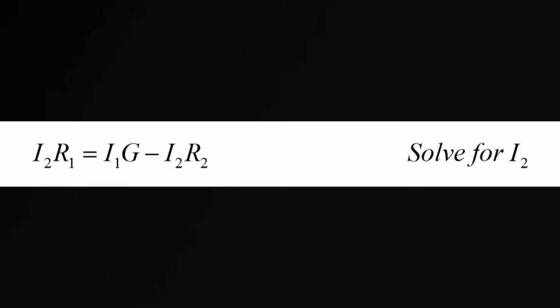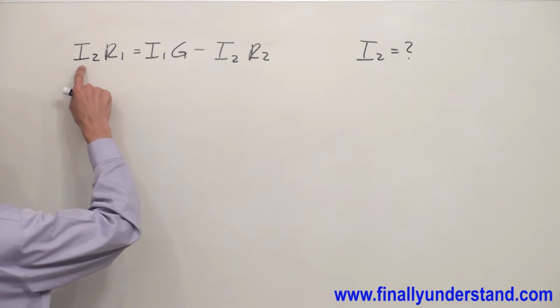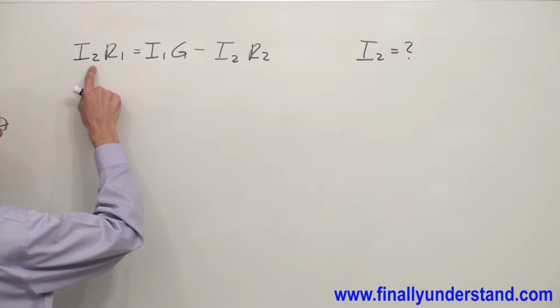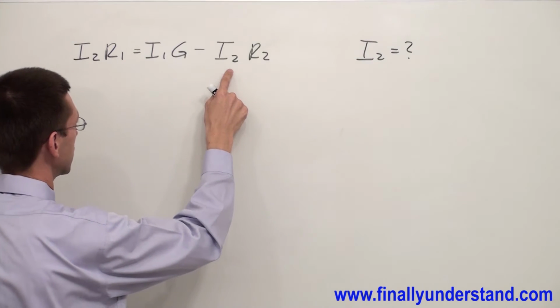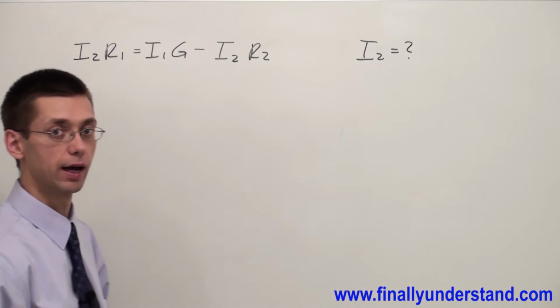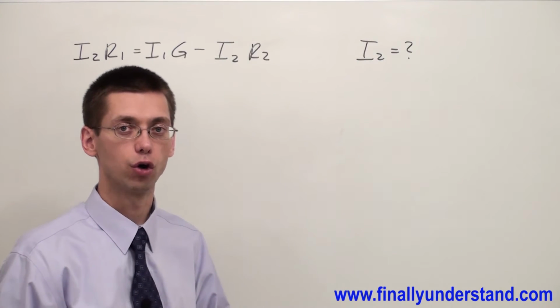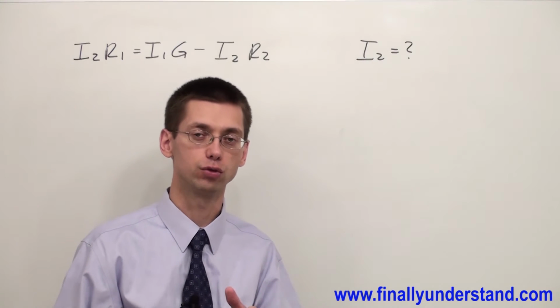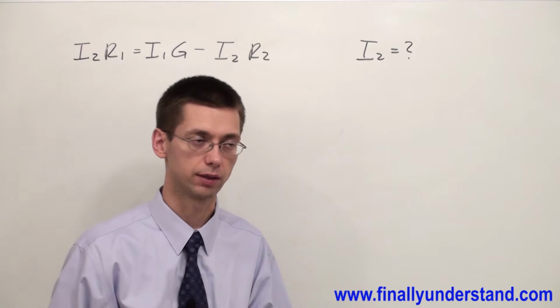We have to solve this formula for I2. Please notice that I have I2 on the left side of the equal sign, and I also have it on the right side of the equal sign. Otherwise, I have two I2s, and I want to have just one I2. So in this case, I'm supposed to collect all terms which contain I2 on one side and every term which doesn't have I2 on the other side.